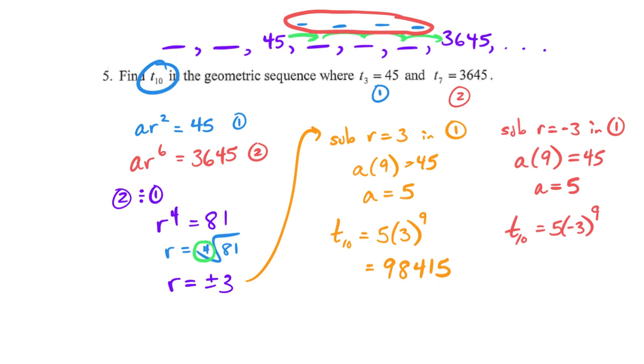Or when we calculate negative 3 to the exponent 9, that's going to be a negative value. We could have also had negative 98,415. So be careful of that little quirky case. Why did it show up in problem 5 and not in problem 4? Because we had an even number of r's, or there was an even number of terms apart between the terms that we were given. Okay, something to look out for.